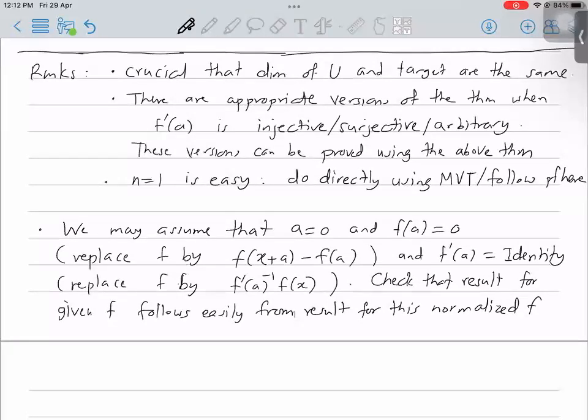However, and here's the point, this normalization makes some formulas and calculations in the proof a bit simpler.